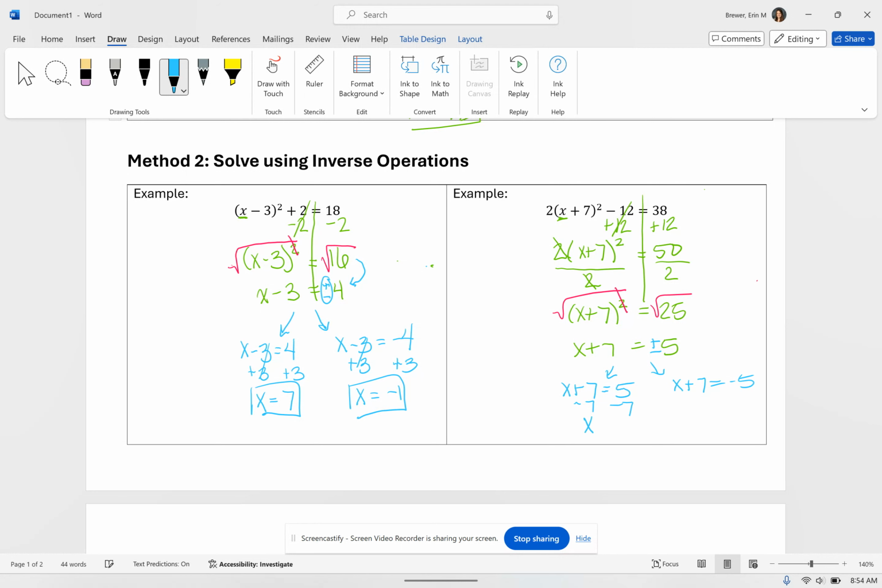And in one step, I can say subtract 7 to get x equals negative 2, subtract 7 to get x equals negative 12.